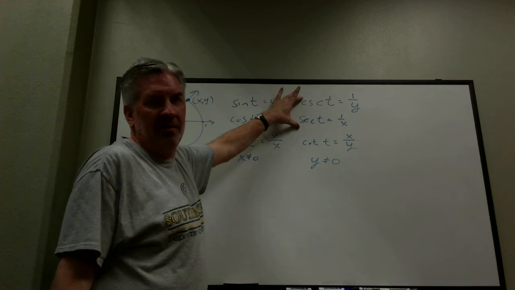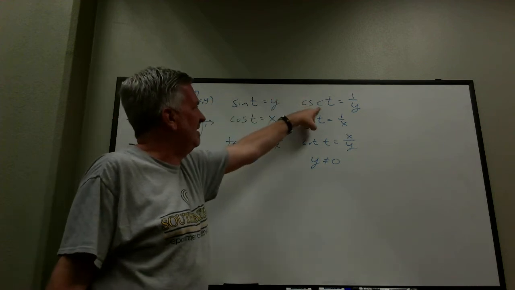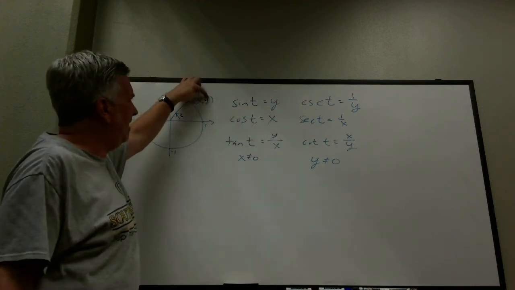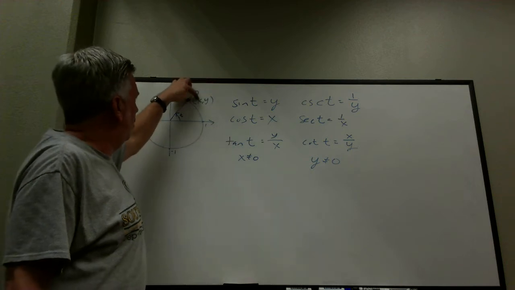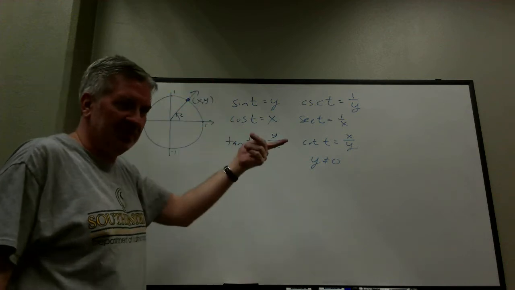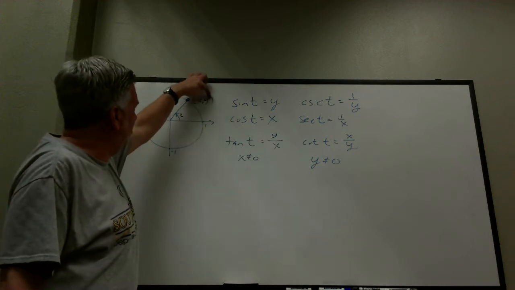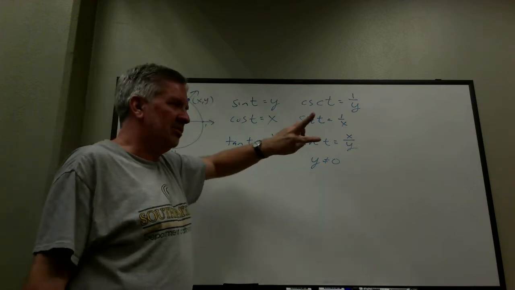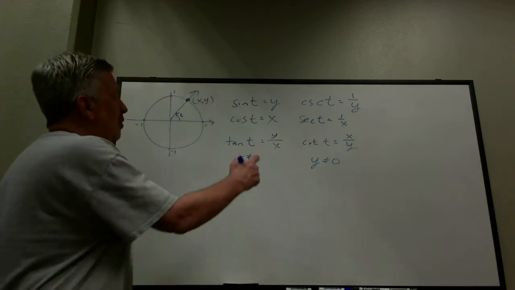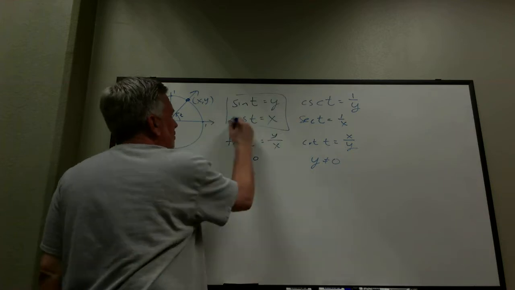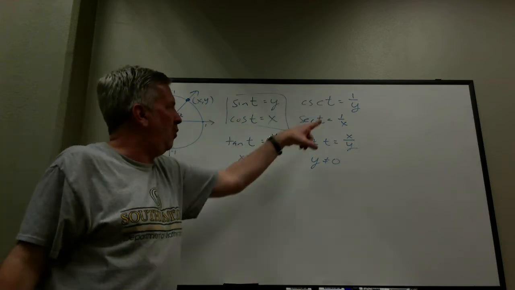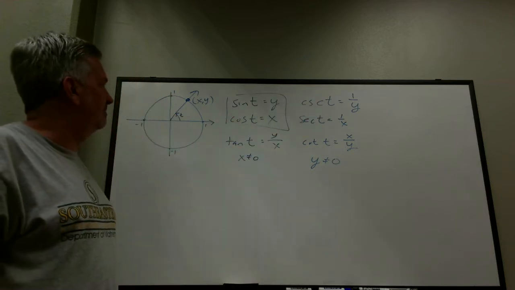Secant and cosecant are not reciprocals. It's sine and cosecant. So sine is y, cosecant is 1 over y. Cosine of t is x, secant is the reciprocal, 1 over x. Tan is y over x, cotan is the reciprocal, x over y. So notice, once you get sine and cosine, the other 4 you can get from those.